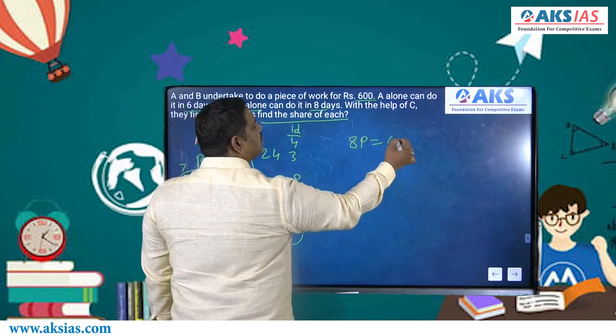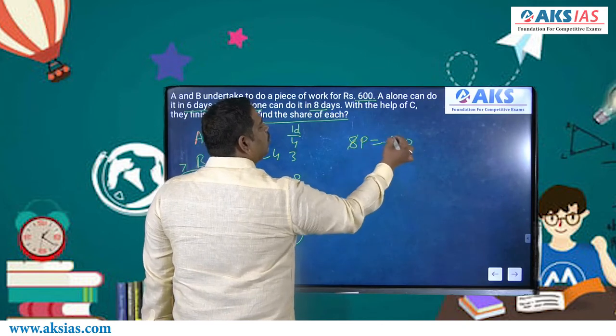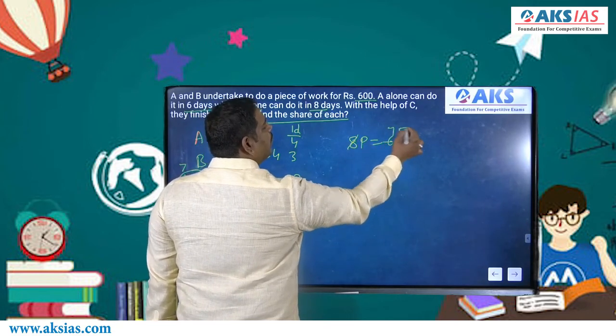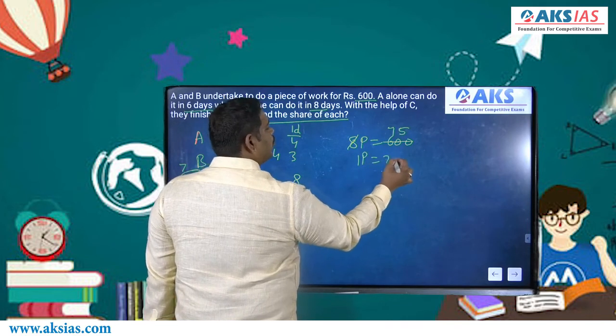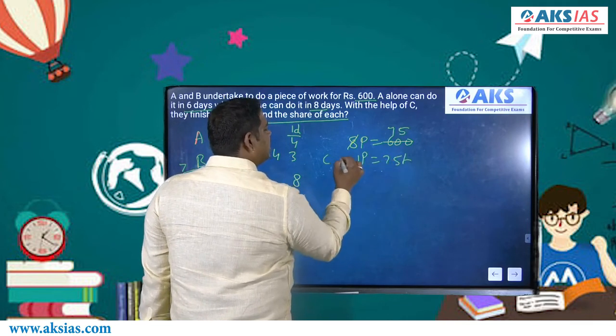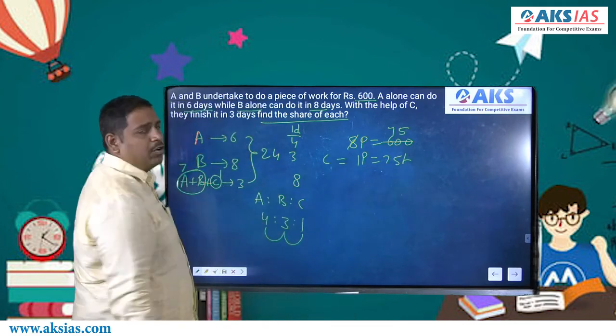8 parts is equal to 600. 1 part is equal to 8 sevens are 56, 5, and 1 part is equal to how much? 75 rupees. 1 part is received by the C, right? So C share is 75 rupees.